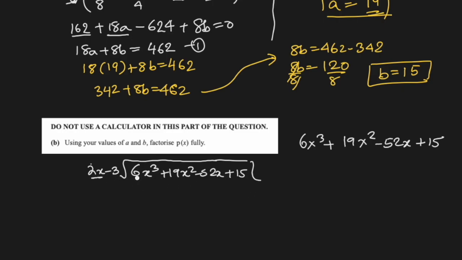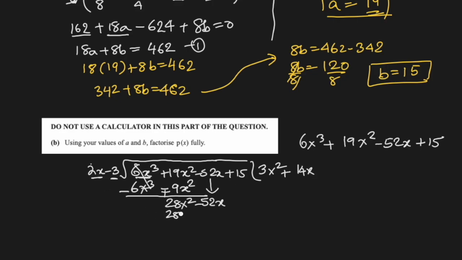So 2x, I want to make it 6x cubed, so I need 3x squared. 6x cubed, but I have to multiply with minus 3 also. That becomes 3x squared times minus 3, minus 9x squared. Okay, this becomes negative, this becomes positive, cancel out. So 19 plus 9, 28x squared minus 52x. I'm bringing the next one without changing the sign. Okay, now I need 28, not 28, 14. 14x times 2x will be 28x squared. That is the purpose always.